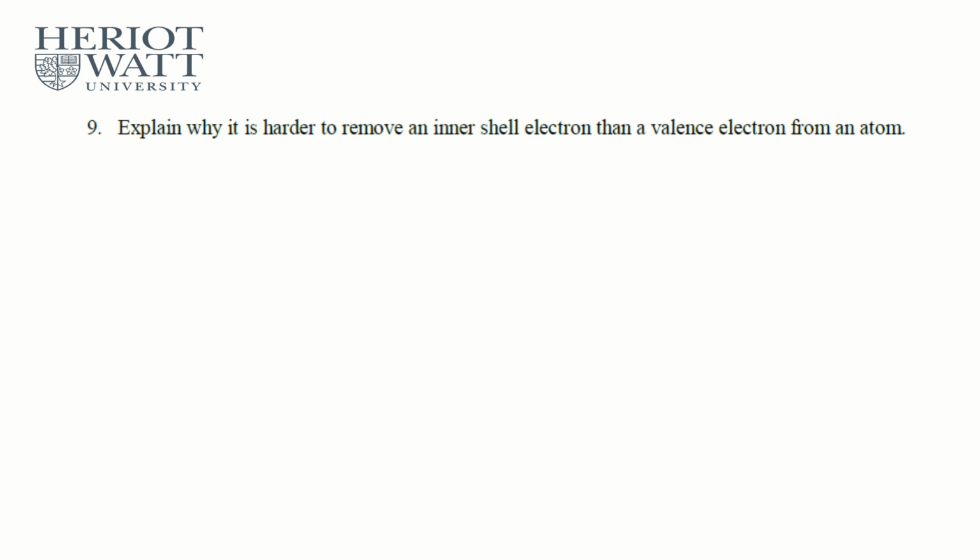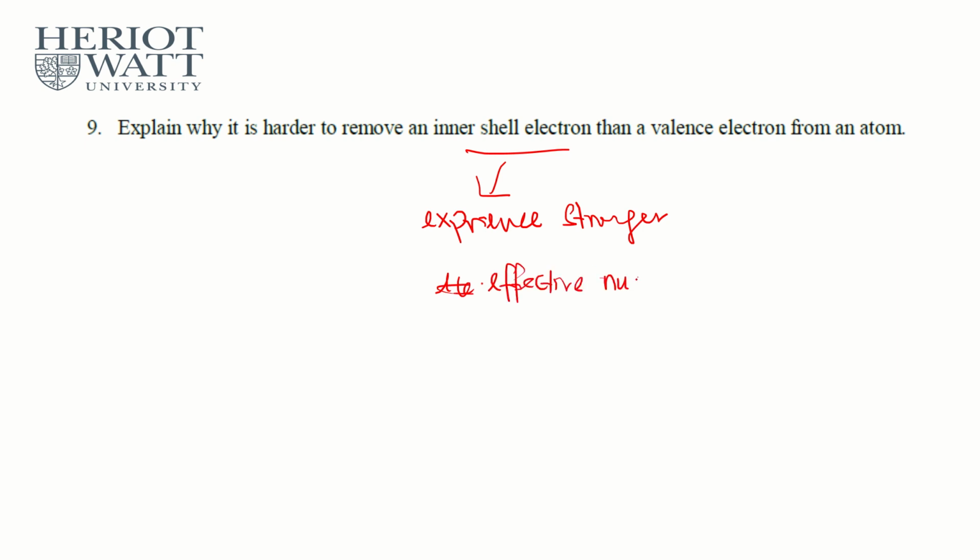All right, number 9. Now explain why it is harder to remove an inner shell electron than a valence electron from an atom. The answer is very easy. An inner shell electron experiences stronger effective nuclear charge. Hence, more energy is needed to remove it. Okay, so that's the answer.